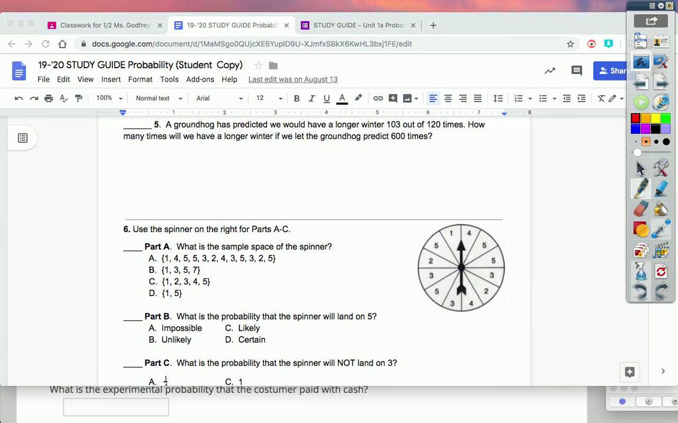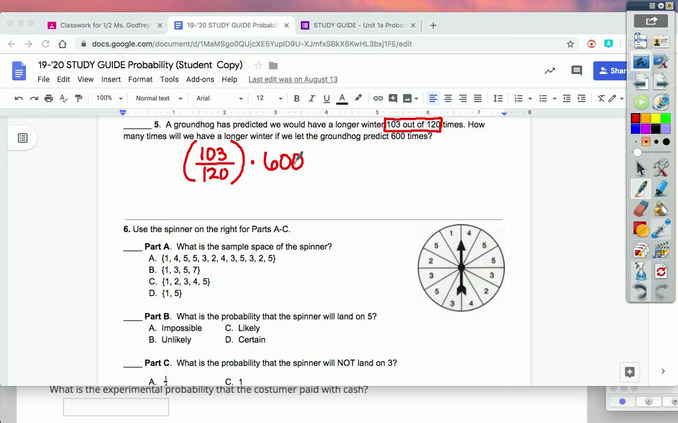So a groundhog has predicted we would have a longer winter 103 out of 120 times. How many times will we have a longer winter if we let the groundhog predict 600 times? So they already gave us our experimental probability, that the groundhog has predicted 103 out of 120. So we're going to say 103 over 120. Now, that's the probability with 120. To determine if we let the groundhog predict 600 times, you just simply multiply it by 600.